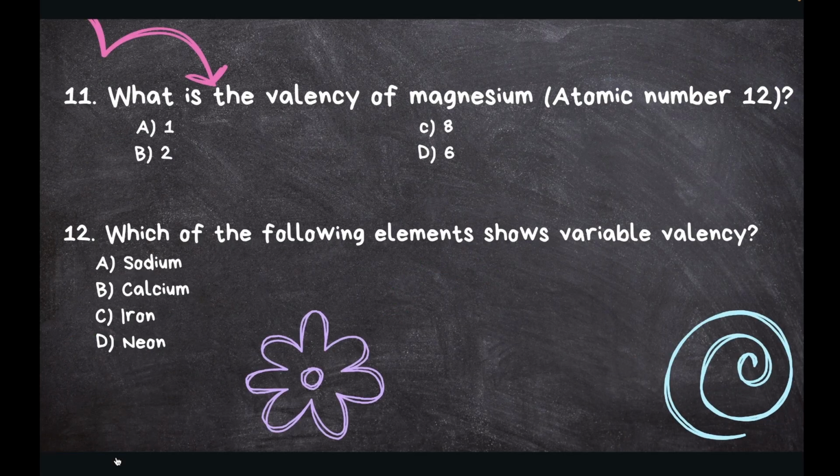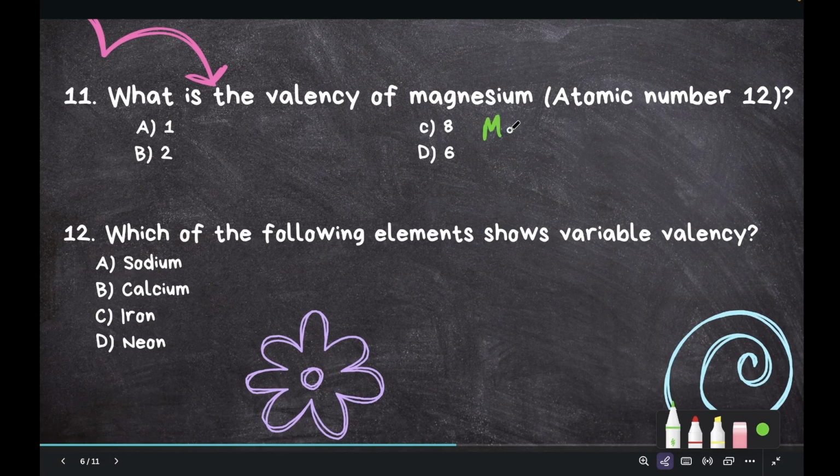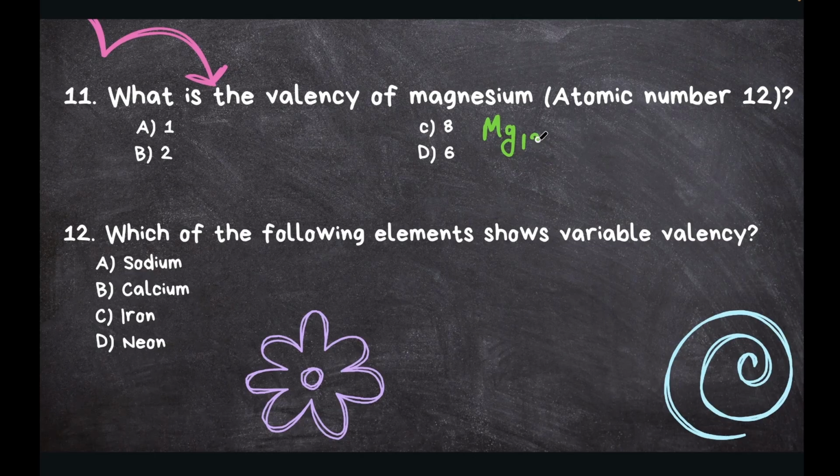Next question is, what is the valency of magnesium? The symbol of magnesium is Mg. Its atomic number is 12. So its electronic configuration will be 2, 8, 2. So there are 2 electrons in the outermost shell. There are 2 valence electrons, and it tends to lose all its 2 electrons to get a stable electronic configuration. So its valency will be plus 2. So the answer will be B.